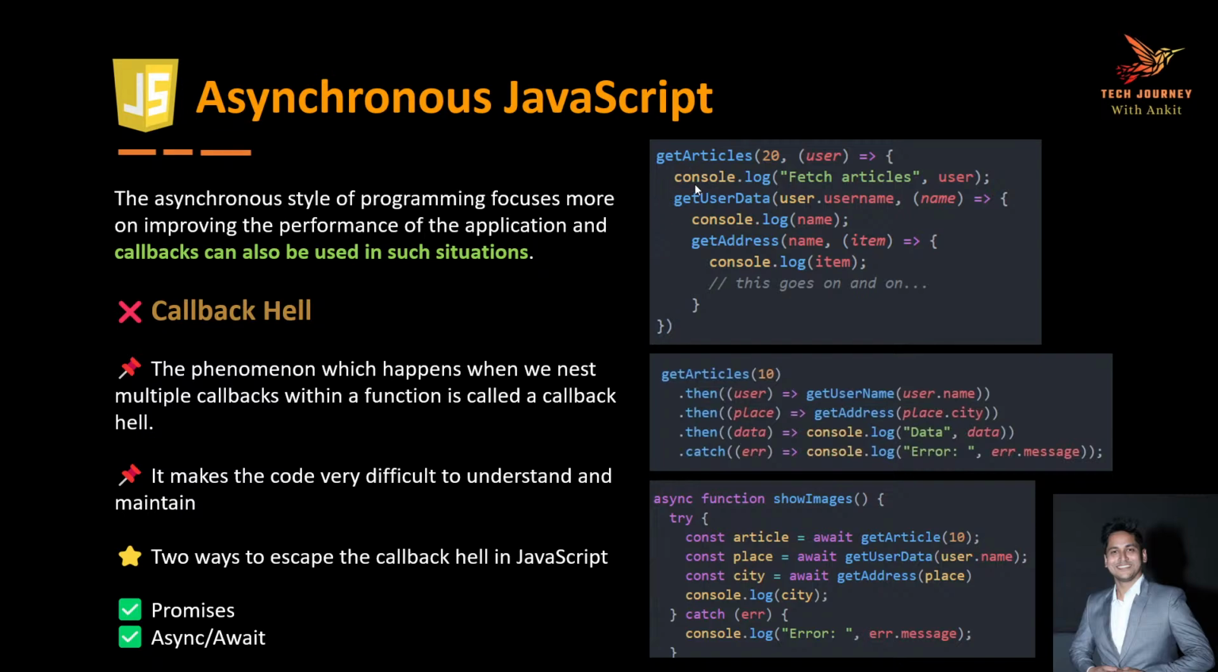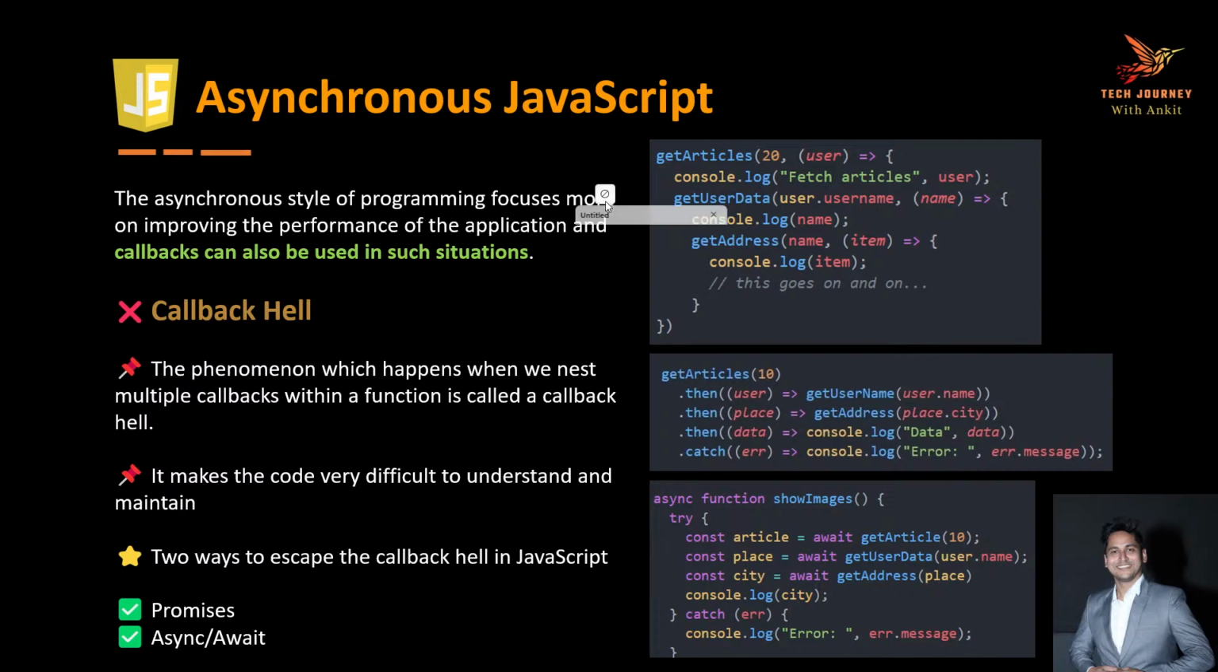After we have called the get article method, next we have called the get user data method, and after the get user data method, we are calling the get address method. So basically here you can see one call is dependent on the other call, and that call is dependent on yet another call. Whenever we have that kind of situation, it is referred to as callback hell. The reason is that we have one call inside the other call, and inside that we have another call. So we refer to that situation as a callback hell situation.